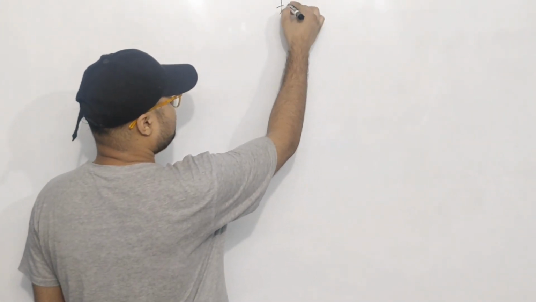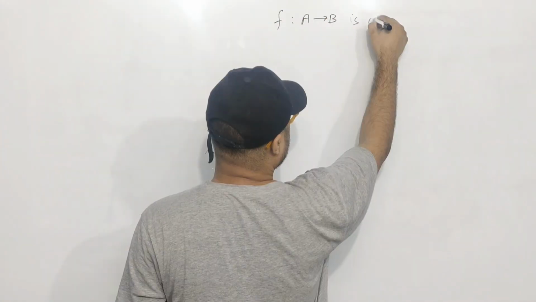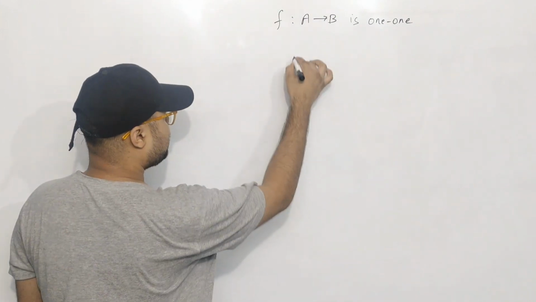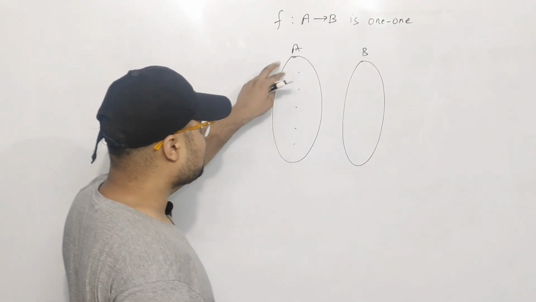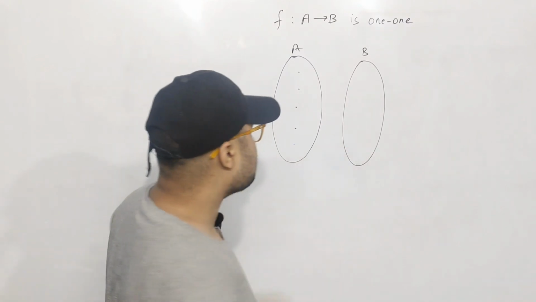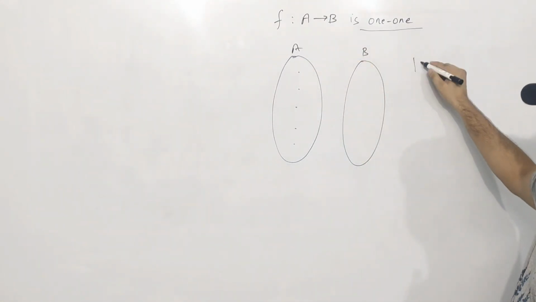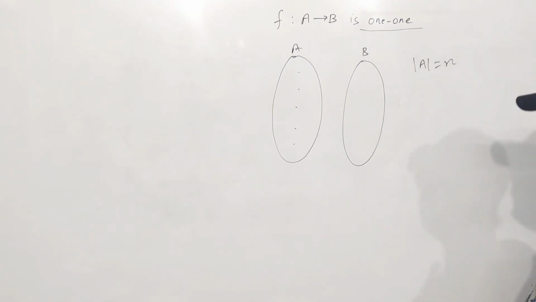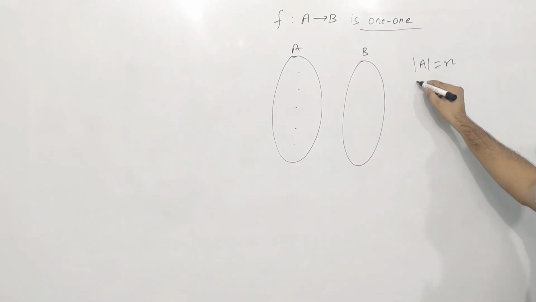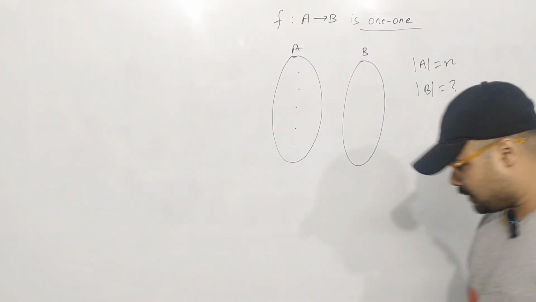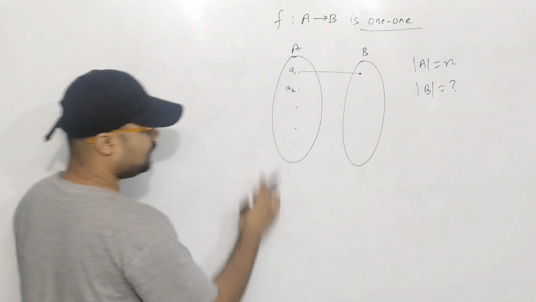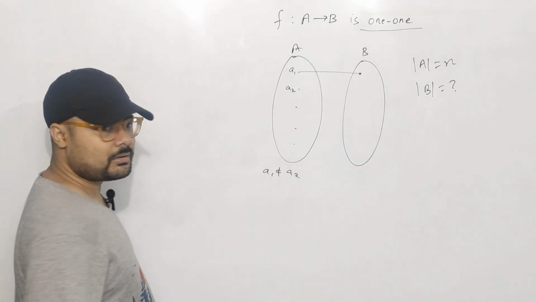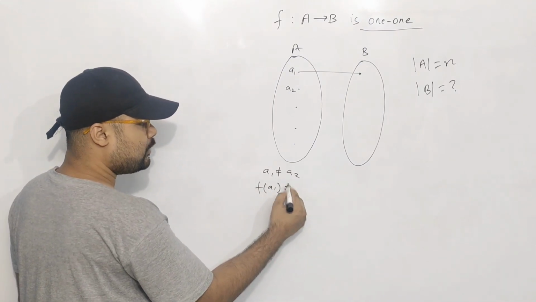Now let's look further into it. Let's say you have a function from A to B, and this is a 1-1 function. If it is 1-1, it means every element of A is mapped to different elements of B. Let's say the number of elements in A is equal to n, then what should be the number of elements in B? Because every element of A is mapped to a different element of B. If this is your a1 and this is your a2, a1 is not equal to a2 means that f of a1 is not equal to f of a2.